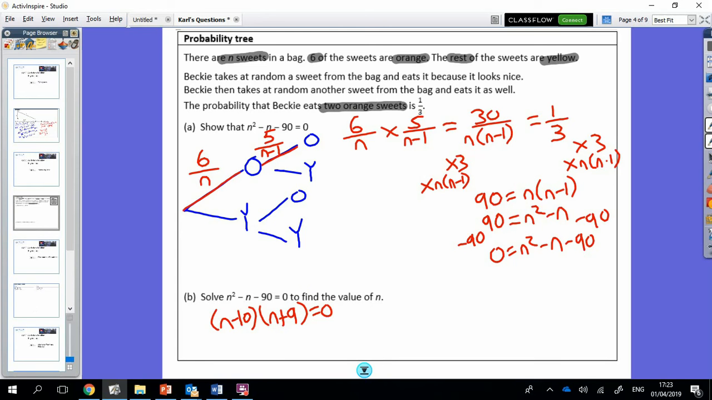I'm solving this quadratic, so n equals 10 makes my first bracket 0, and n equals negative 9 makes my second bracket 0. But we've got to be careful here. This was a contextual question, a question about real probabilities, where n represented the number of sweets in the bag. We cannot have negative 9 sweets, and therefore n equals 10 is the only solution for the context of this question. Becky's Sweets. Famous problem, lots going on, really worth going back and making sure you're happy with every part of that question.